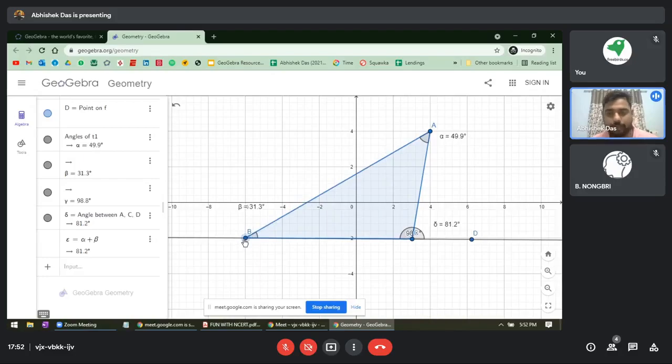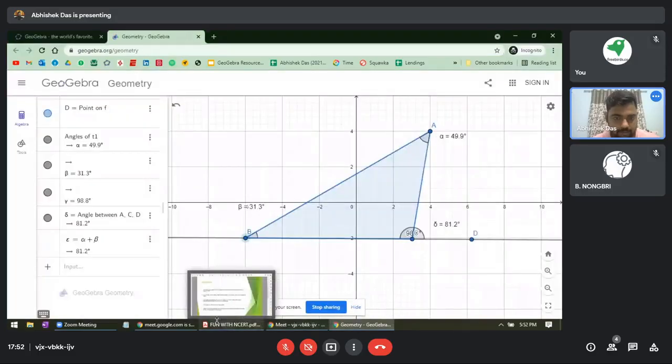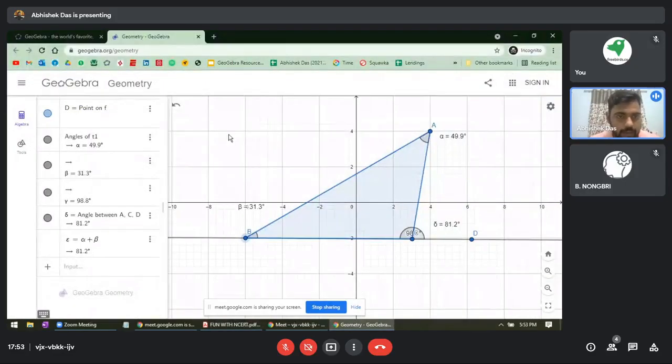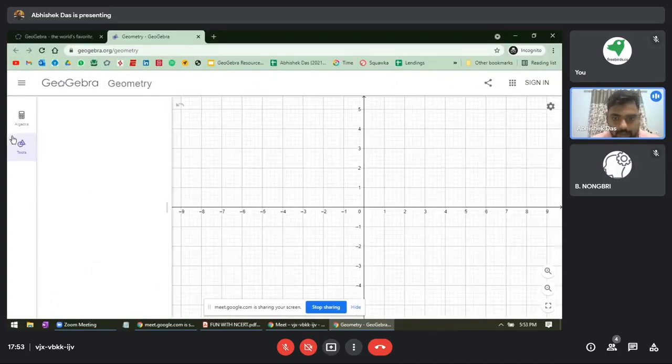So just like that, we proved two theorems. Let's look at some more theorems now. The next one we are going to look at is the angle subtended by an arc of a circle at its center is twice the angle it subtends anywhere on the circle circumference. All right. Now, what we are going to draw is a circle. Let me just put a refresh on it now. We'll take a circle.